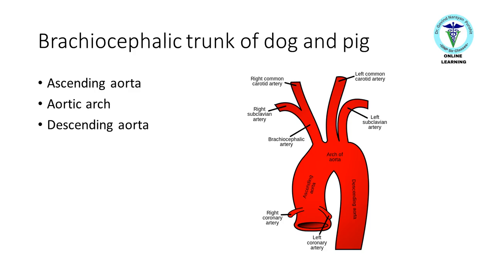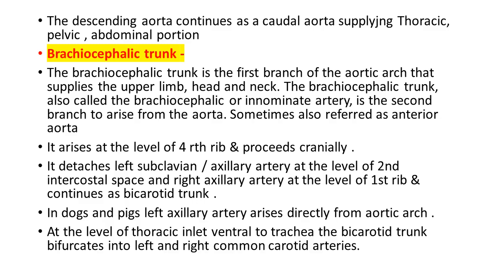The brachiocephalic trunk in dogs and pigs includes the ascending aorta, aortic arch, and descending aorta. It supplies blood to the upper limbs, head, and neck, branching into the right common carotid and subclavian arteries. The brachiocephalic trunk is the first branch of the aortic arch, supplying the upper limbs, head, and neck. It detaches the left subclavian and right axillary arteries, continuing as the bicarotid trunk in dogs and pigs.